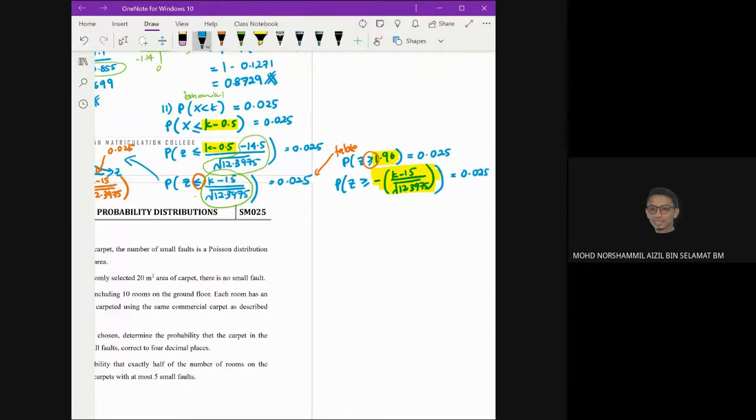Compare those two. So what do we get? 1.96 equals to negative K minus 15 over square root of 12.3975. Please calculate for me what do you get?